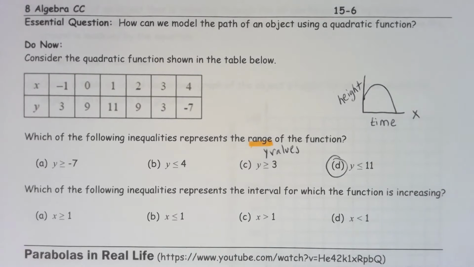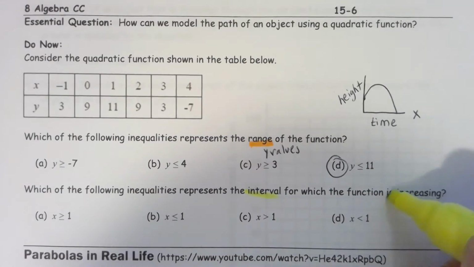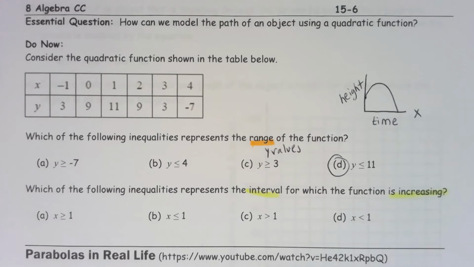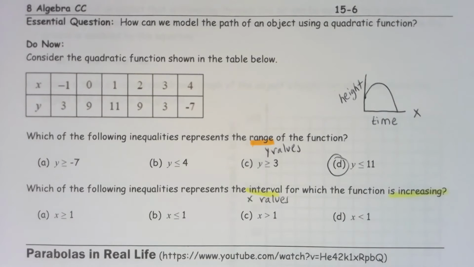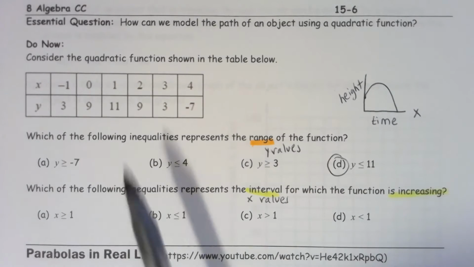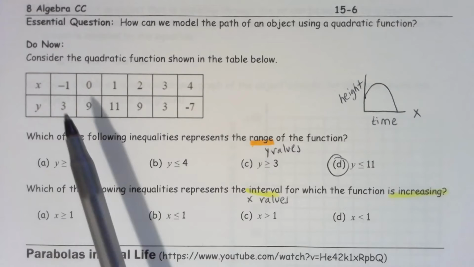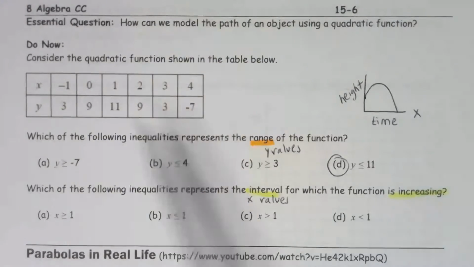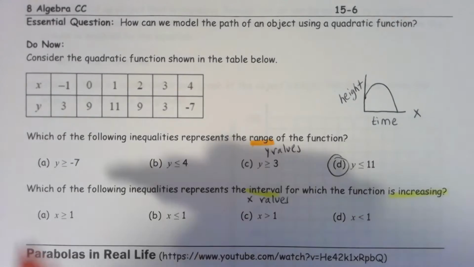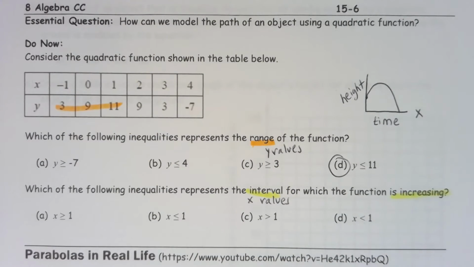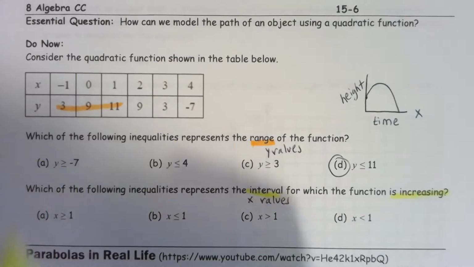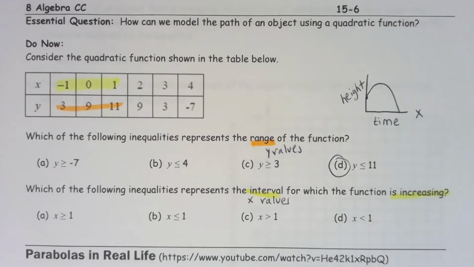Okay, the next question, which of the following inequalities represents the interval for which the function is increasing? When you see the word interval, you know that we're talking about our x values. And we're looking for when the function is increasing. So once again, going to this table of values, this is when it starts increasing. And then it started to decrease.